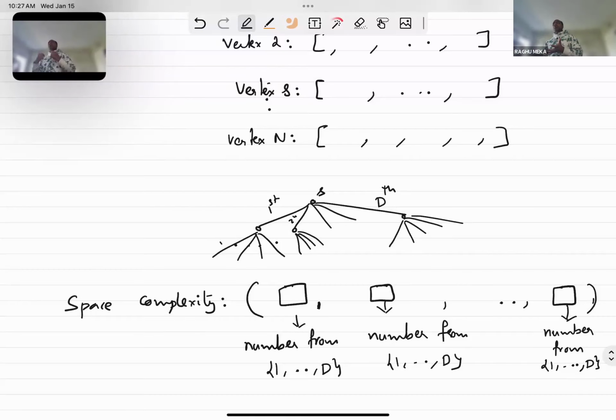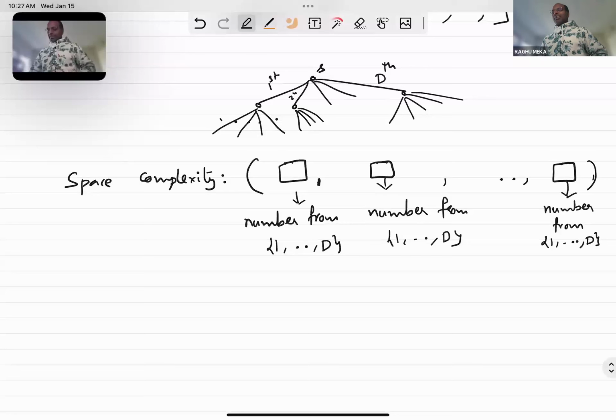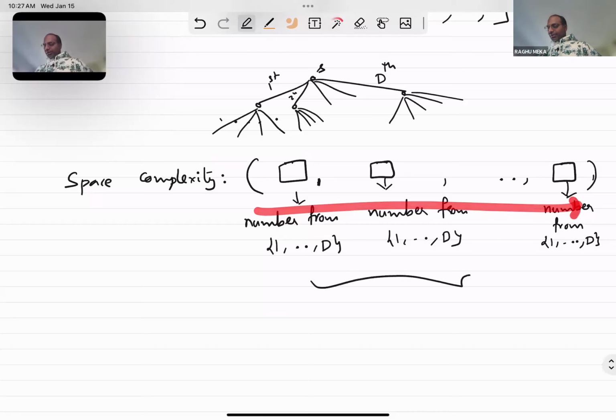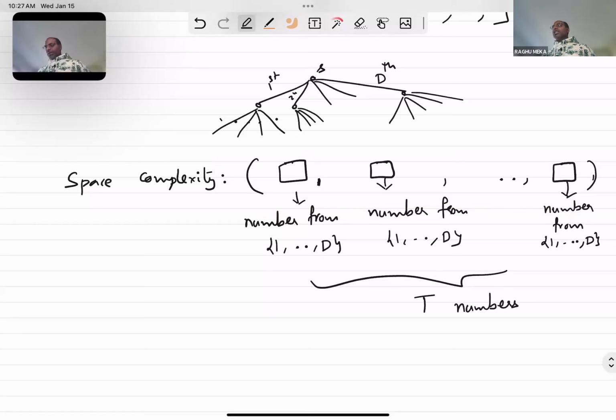So we are going to store something which doesn't even depend on the graph in some sense. It only depends on the degree. We're going to store a sequence of t numbers, each from the range 1 through d. And I store the sequence and then I explore it. If this says fifth, I take the fifth neighbor. If this says 17, I take the 17th neighbor. If this says 31, I take the 31st neighbor.